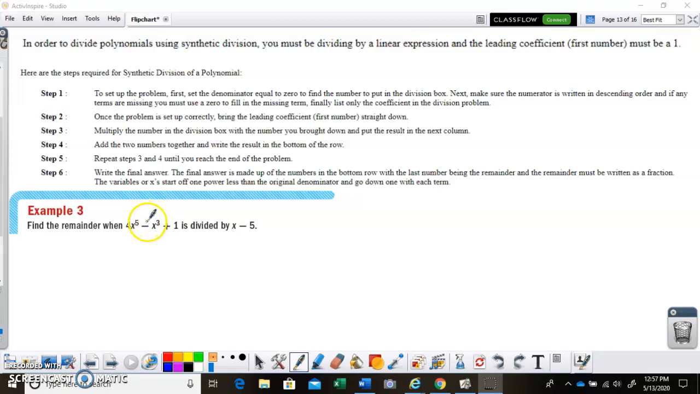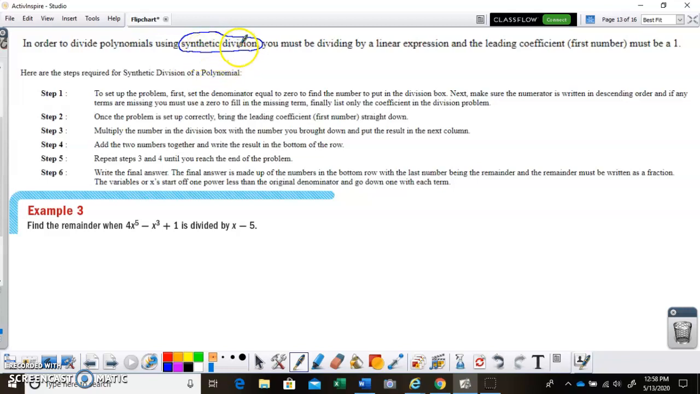So for those of you that struggled with the long division, because maybe you didn't actually master long division in elementary school, there is another type of division we could do with polynomials that is called synthetic division that's easier, but it has its limitations as well.